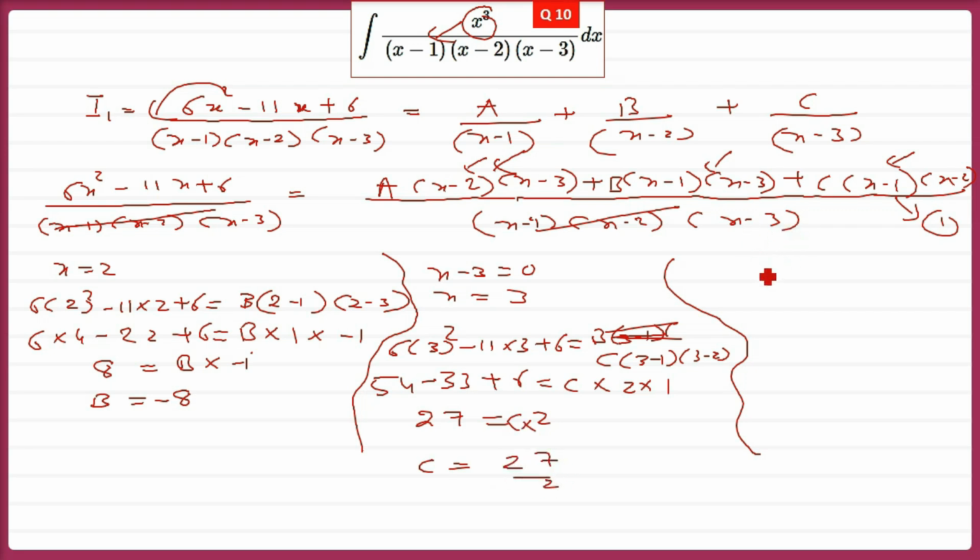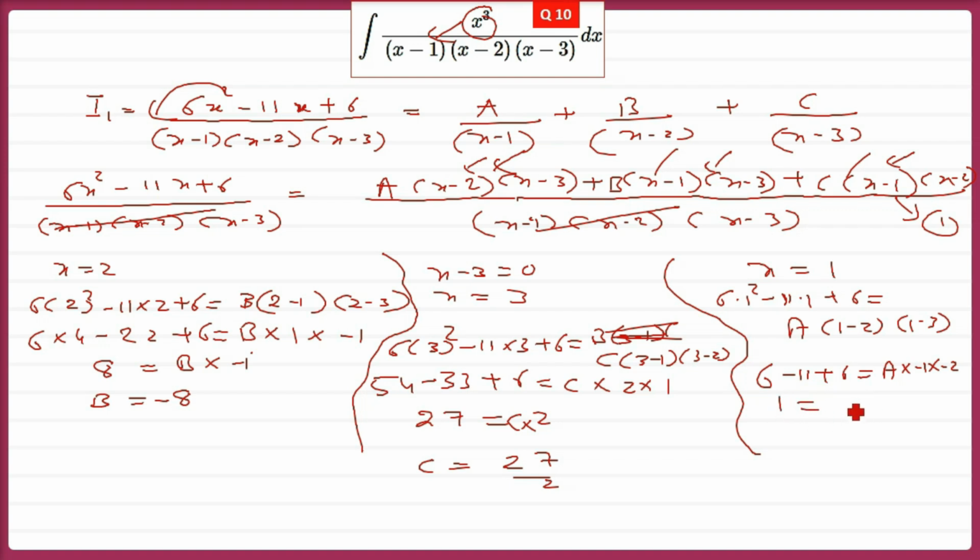Now coming to the third one, x will be placed as 1. So only a will come because b and c components will become 0. 6 into 1 square minus 11 into 1 plus 6, and this becomes a into 1 minus 2 and 1 minus 3. So 6 minus 11 plus 6, so 12 minus 11 is 1 only. On the right it's a into 2. So a became 1 by 2. A, B, C we got.